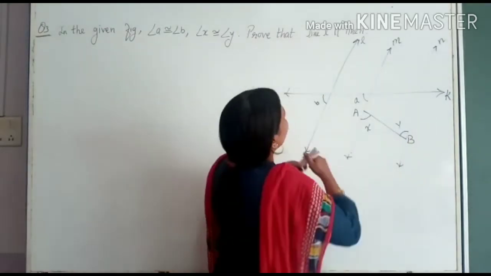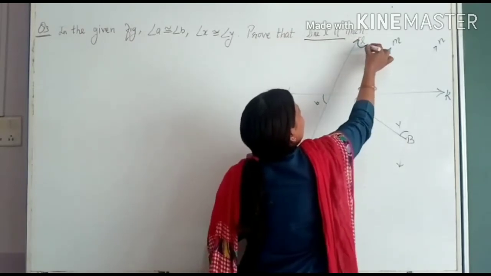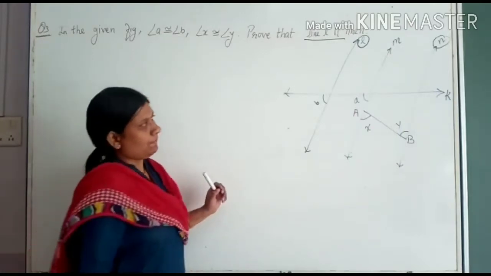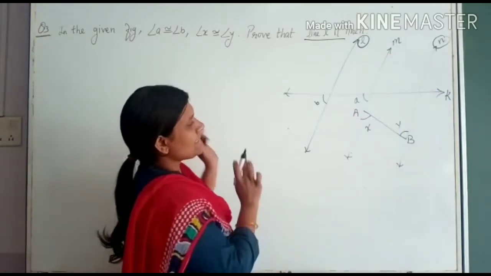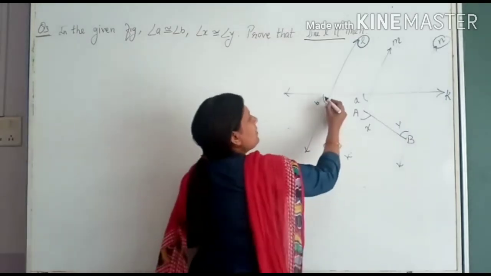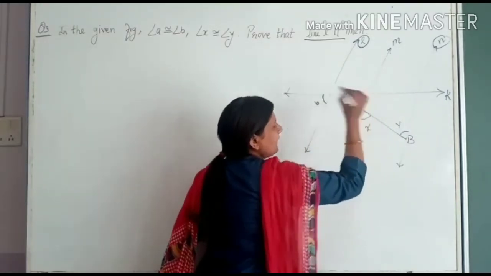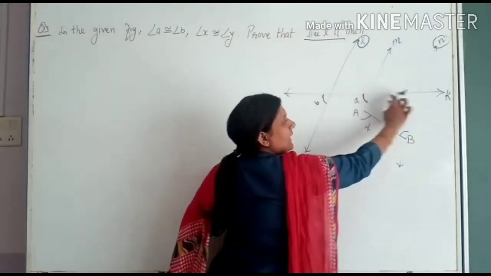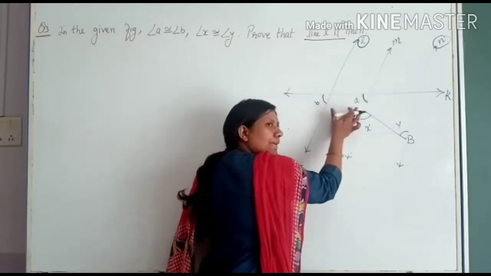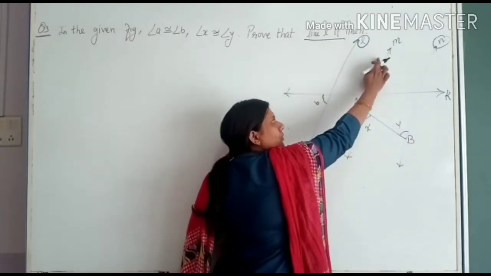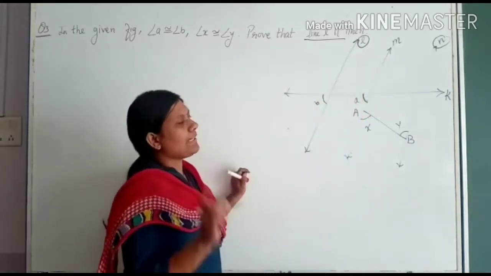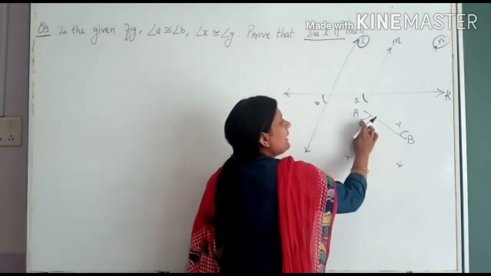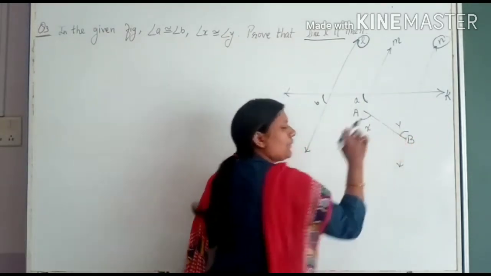We have to prove that line L and line M become parallel to each other. So first we will see in the question what is given and what we have to prove. If we observe, angle B and angle A are the corresponding pairs of angles of line K, and they are congruent to each other, which means line L is parallel to line M by the corresponding angle test for parallel lines. Clear?